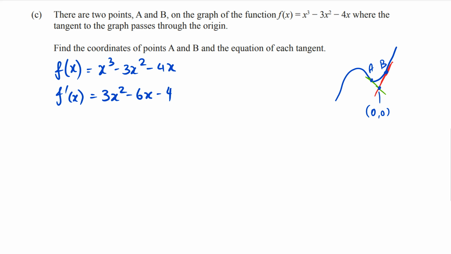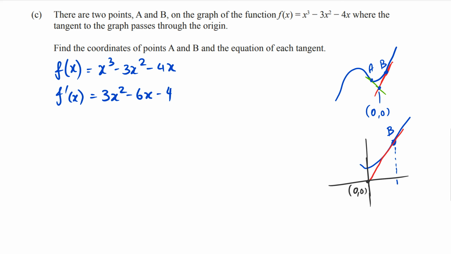Now the second thing to look at is point B here. All right, so this point B is somewhere like this. That's point B, and there's the gradient, and it's going to be cutting at 0, 0, right? So it's going to look something like this, where that's 0, 0. So this is point B.